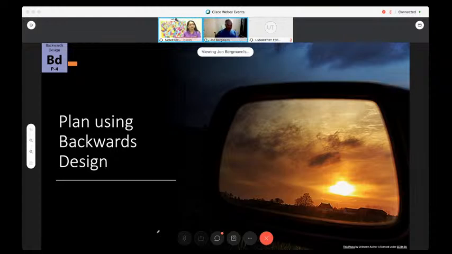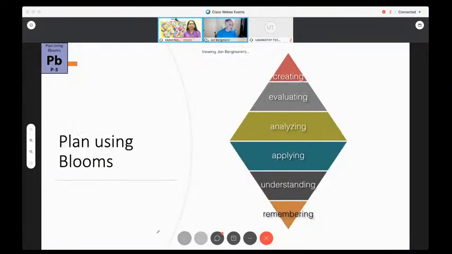All right, so next tip. I guess we have two more tips. Plan using Bloom's taxonomy. Here's the filter, people. If it's remembering or understanding, it's the independence bit. If it's applying, analyzing, evaluating, it's the group stuff.